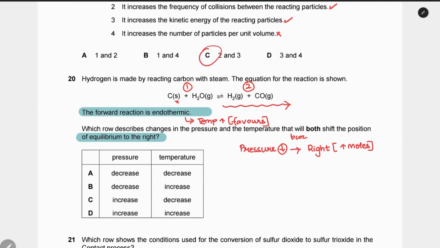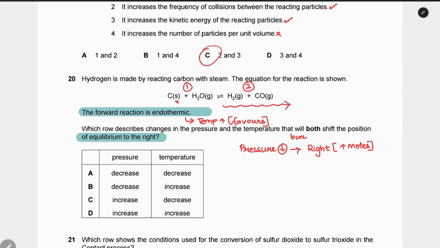Next, 20. Hydrogen is made by reacting carbon with steam. The equation for the reaction is shown. So we have the equation here. The forward reaction is endothermic. So we already know that when the forward reaction is endothermic, it favors high temperature. So which row describes the change in the pressure and the temperature that will both shift the position of equilibrium to the right? As you can see, the forward reaction is endothermic, and an increase in temperature favors the endothermic reaction. So the temperature needs to be increased. So over here we can see B and D are the options.